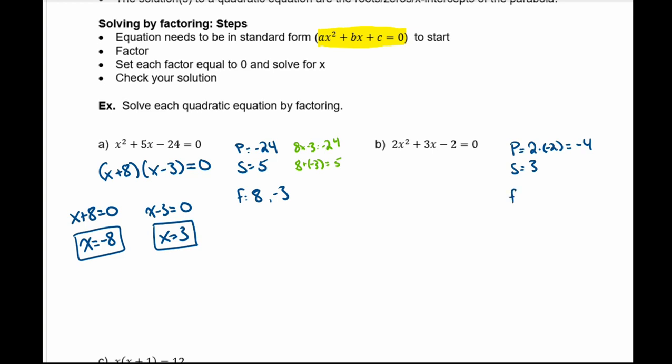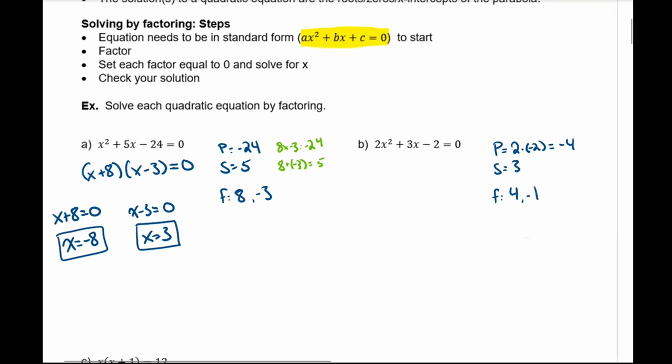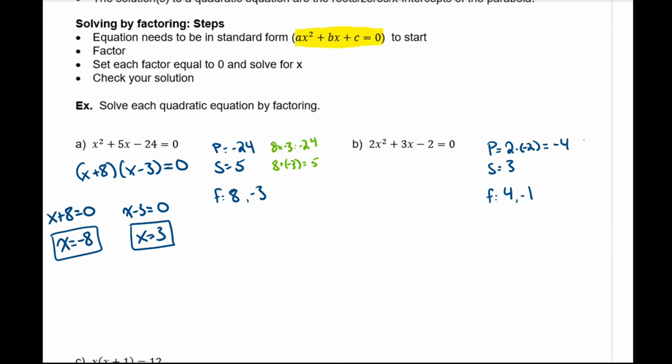So I'm looking for two factors or two numbers that multiply to -4 but add to 3. In this case, the two numbers are going to be 4 and -1. And again, if we want to check this, 4 times -1 equals -4, and 4 plus -1 equals 3. So that does work out.